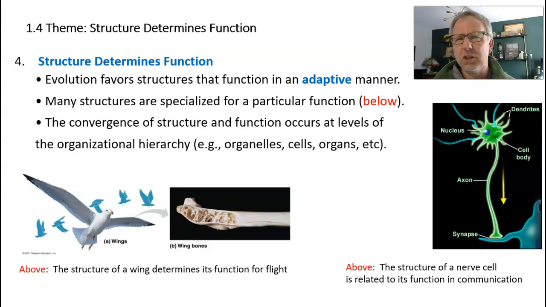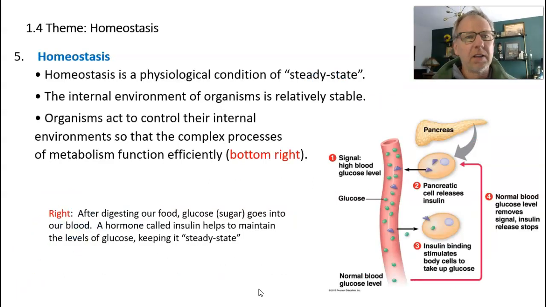So structure determines function. Look on the bottom right of the slide. I put an image of a nerve cell. The shape or the structure of a nerve cell is adapted, if you will, to communicating. That's what nerve cells do. They communicate with other nerve cells. So structure determines function. Our last theme in section 1.4 is homeostasis.